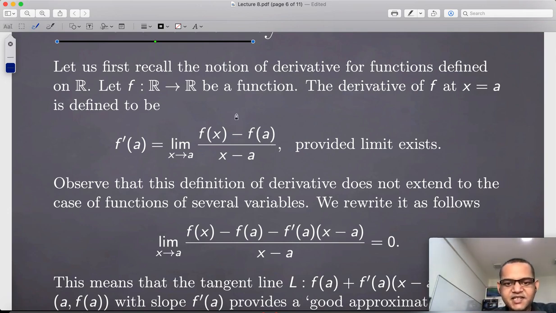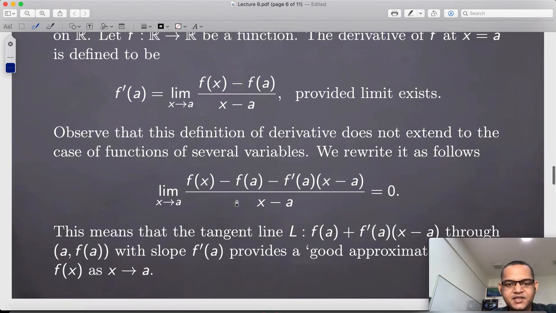The problem is that this definition does not really extend to functions of 2 or 3 variables, correct? Because instead of x minus a, I can't put (x, y) minus (a, b), because that's a vector and I can't just take that over here. So we have to look at the interpretation of this in the following sense. We rewrite this equation in this fashion: you bring f prime of a to this side, and then x minus a is in the denominator, so you multiply it over here. I can write it like this.